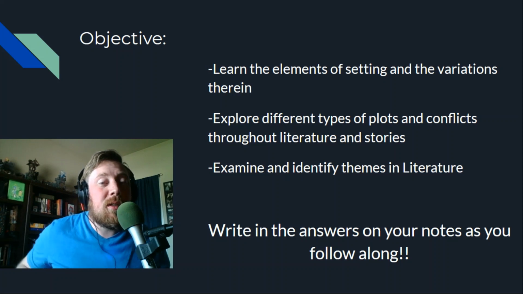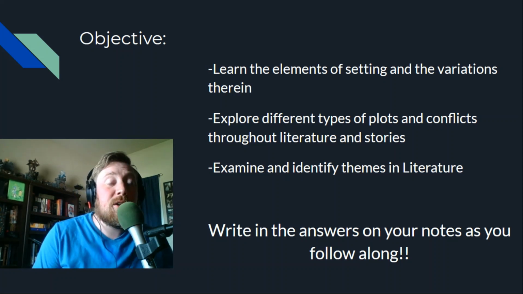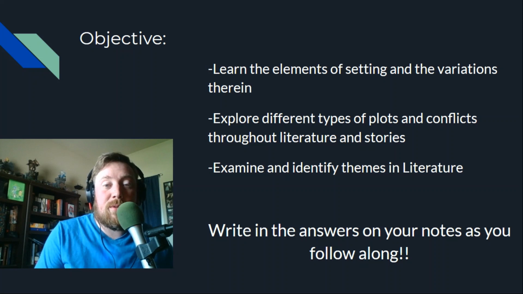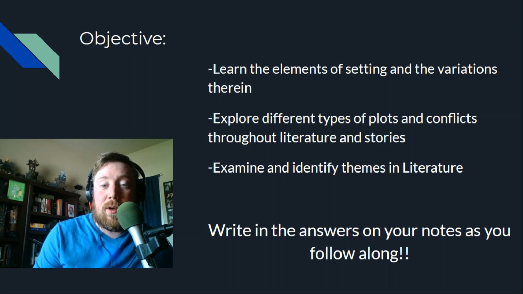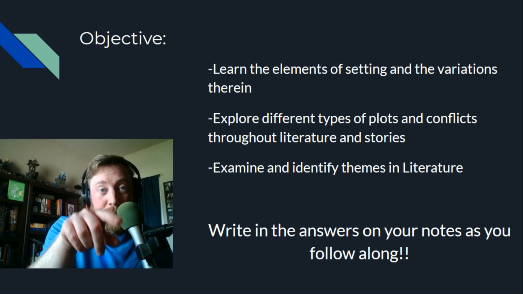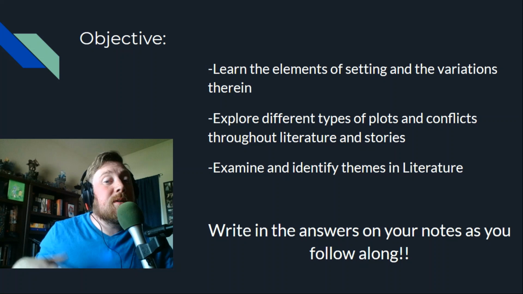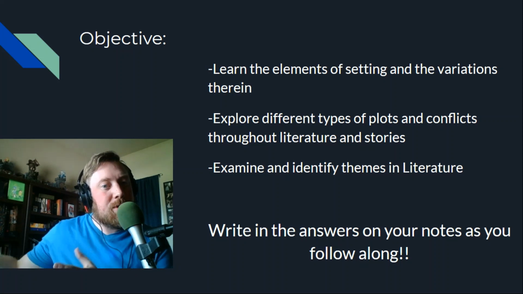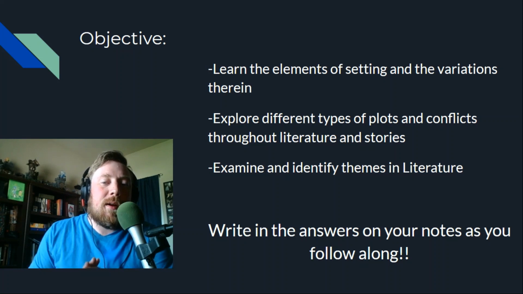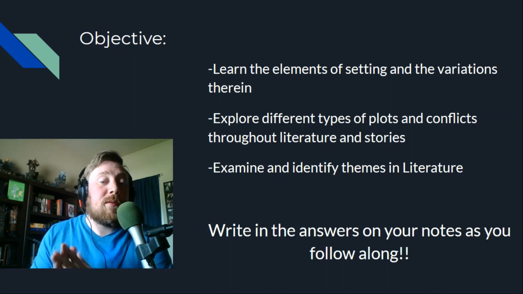So my objective today is to learn the elements of setting and the variations therein. There's a couple of different types of settings that we're going to be learning about today. I want to explore the different types of plots and the conflicts throughout literature and stories, because we don't just have the one Freytag pyramid, okay? There are different types of plot. There are different ways to track that conflict throughout the story, okay? And then finally, I want to examine and identify themes in literature.